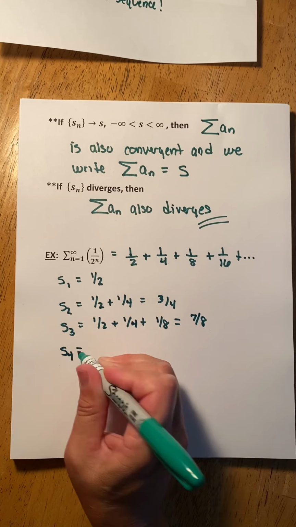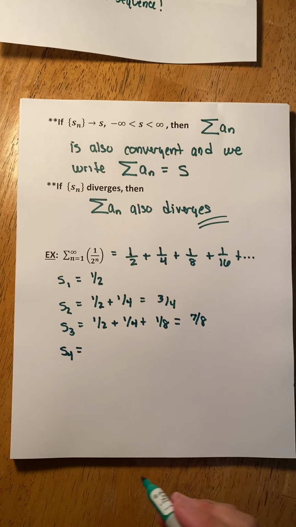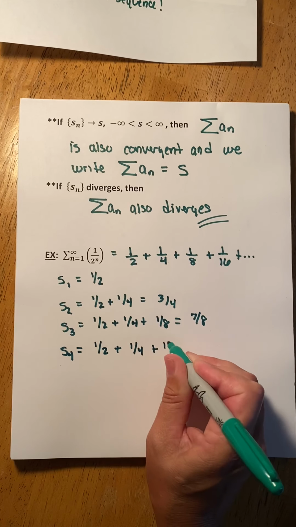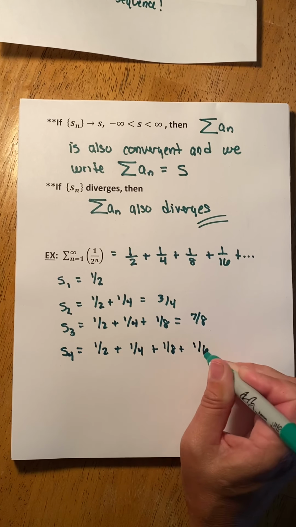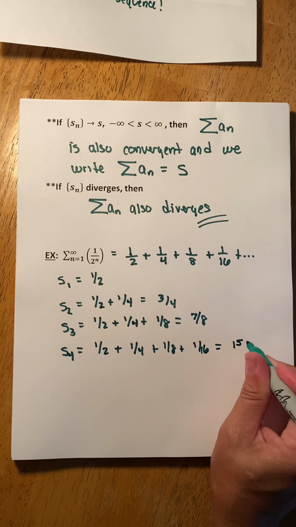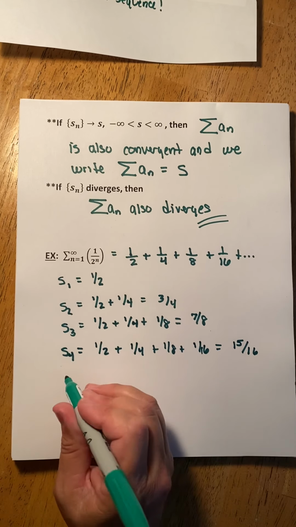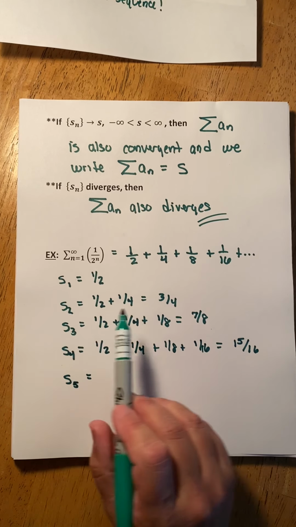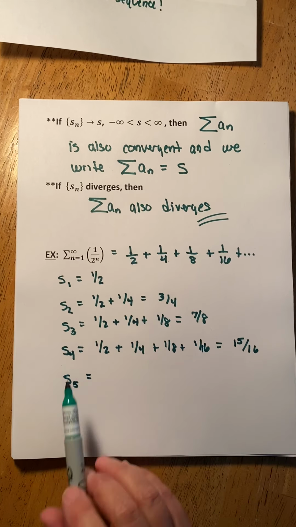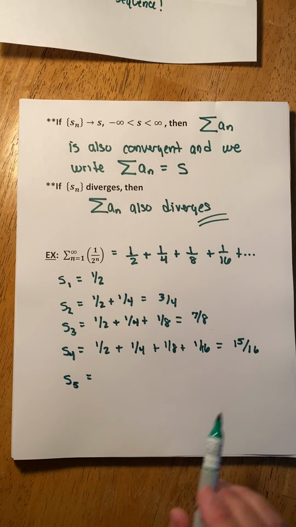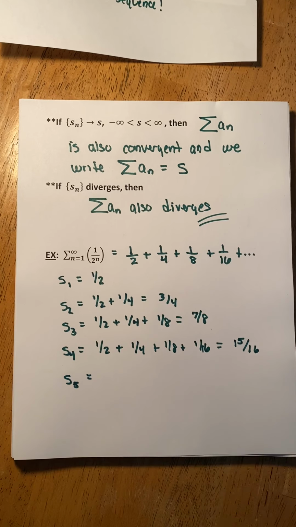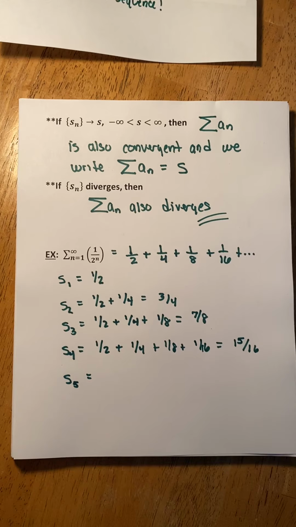The fourth partial sum. So what we're trying to do is get an idea of how these partial sums behave. 1/2 plus 1/4 plus 1/8 plus 1/16 is 15/16. Do you see a pattern yet? What do you think the fifth partial sum would be? Well, 1 is 1 over 2, 2 is 3 over 4, 3 is 7 over 8, 4 is 15 over 16. So notice that the denominator is just 2 to the power of the term that it is, and the numerator is just 1 less than that.